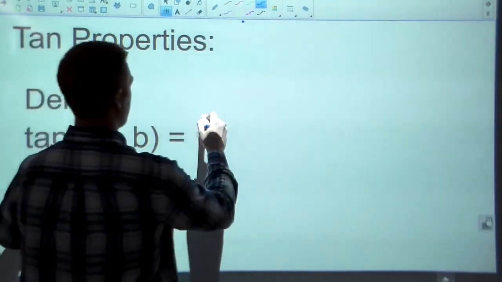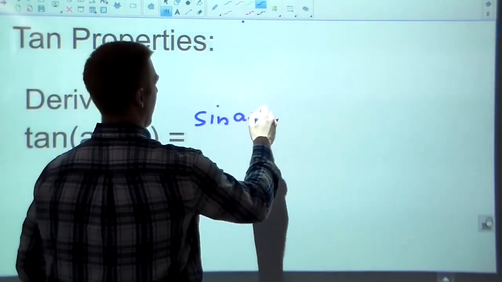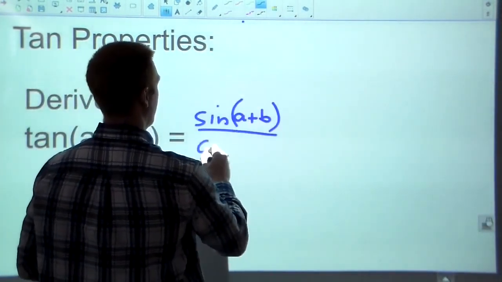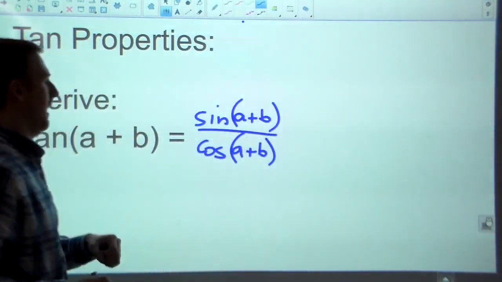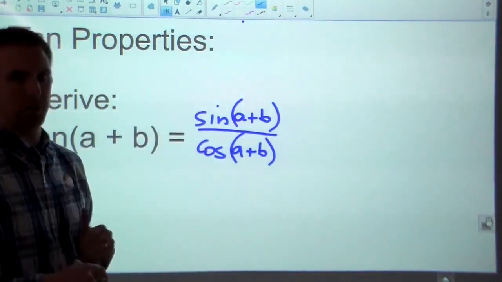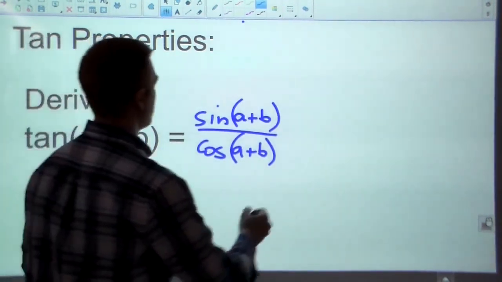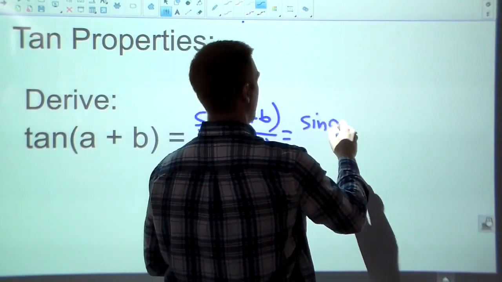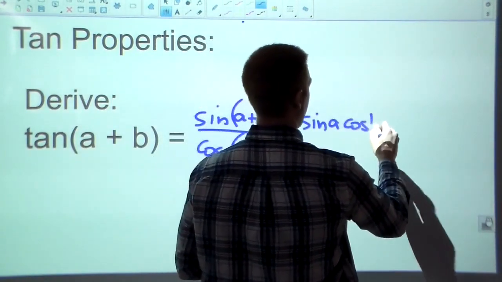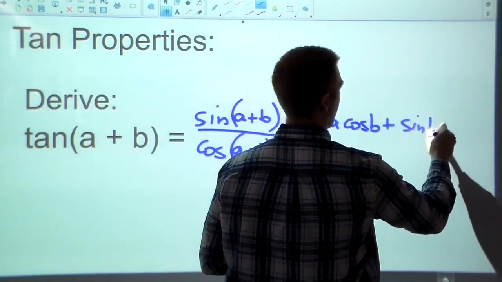Tangent is sine over cosine. So we can go to sine A plus B over cosine A plus B, which seems like a good step since we have identities for both of those at this point. And let's go ahead and expand those out. This will be a good time to practice your identities. So sine A plus B is sine A cosine B plus sine B cosine A.